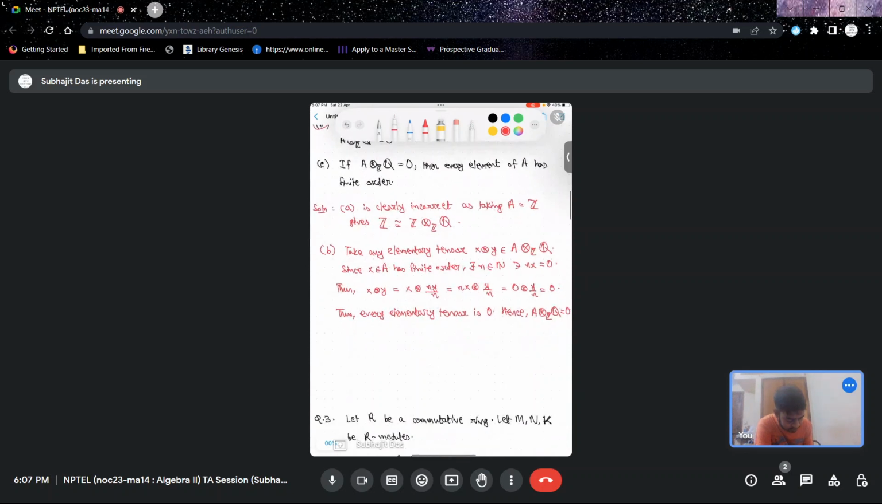What about option C? You are given that if the tensor product of an abelian group with Q is 0, then every element of it should have finite order. In other words, what this says is that if the tensor product with Q is 0, then A has to be a torsion abelian group, right? So how do you proceed to solve a problem like this? You know that every elementary tensor is 0. Now, maybe I'll pause for a minute for you to think.